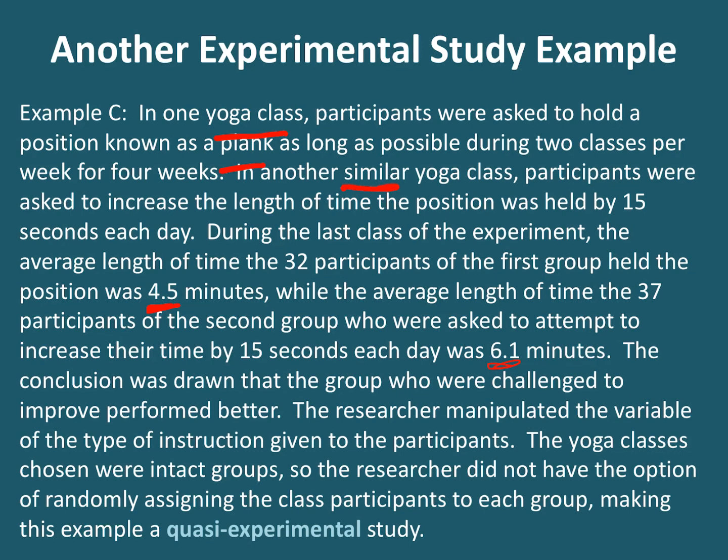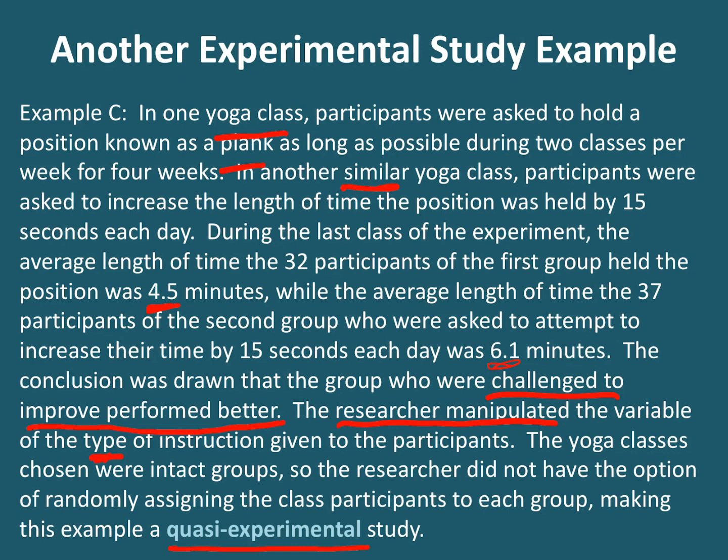The conclusion was drawn that the group who were challenged to improve performed better. The researcher manipulated, there's that word, the variable of the type of instruction given to the participants. The yoga classes chosen were intact groups, so the researcher did not have the option of randomly assigning the class participants to each group, making this an example of what's known as a quasi-experimental study.